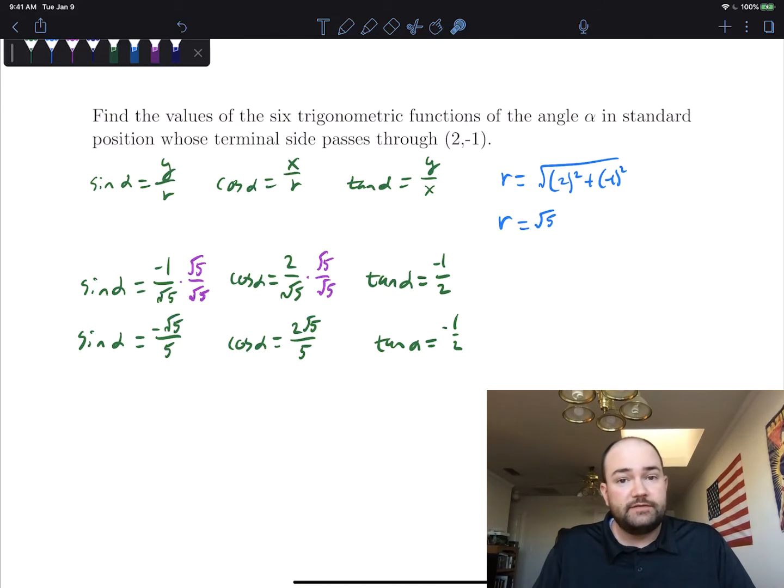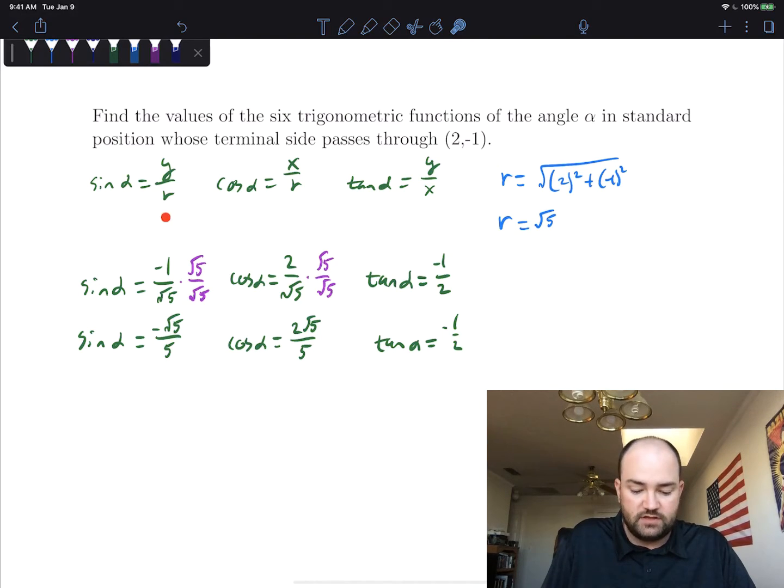Okay, so those are 3 of the 6 trigonometric functions. To get the other 3, we could just go ahead and go with what we saw in the previous video, or with the definition where cosecant alpha is r over y, secant alpha is r over x, and cotangent alpha is x over y. We can do that perfectly fine, nothing wrong with that.